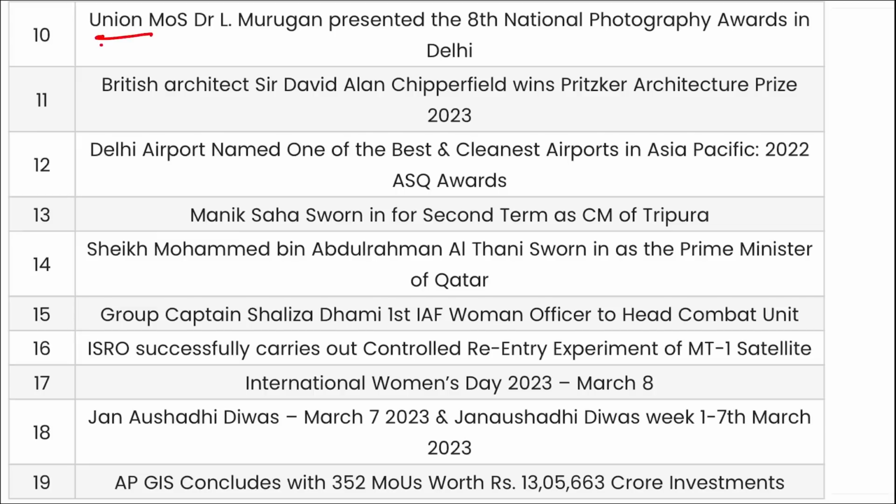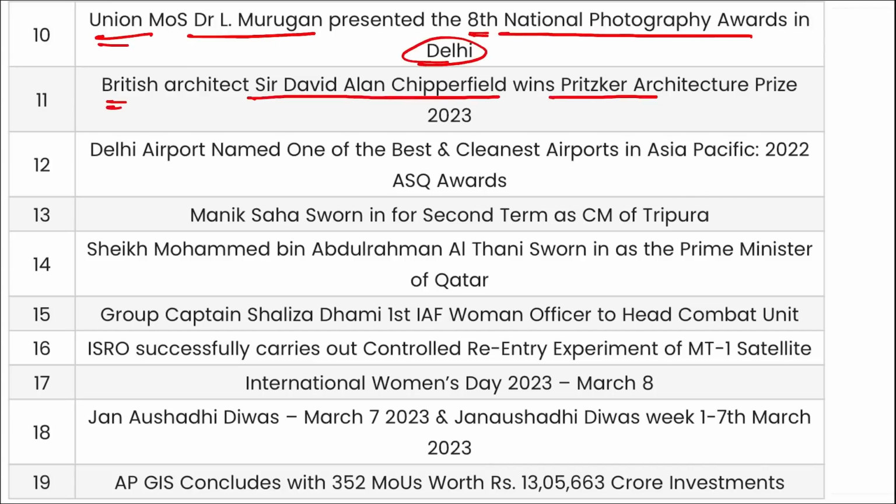Next, Union Minister of State Dr. L. Murugan has presented the 8th edition of National Photography Awards in Delhi. British architect Sir David Allen Chipperfield has won the Pritzker Architecture Prize 2023. Delhi Airport was named one of the best and cleanest airports in Asia Pacific according to the 2022 ASQ Awards.